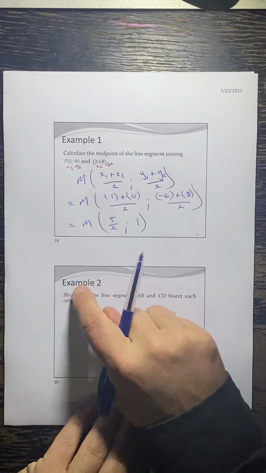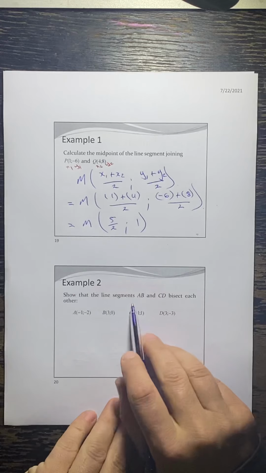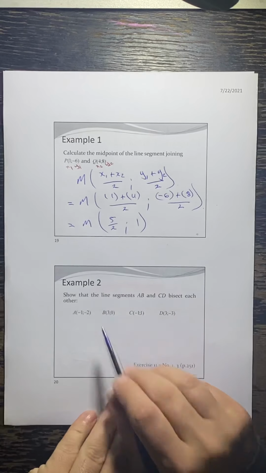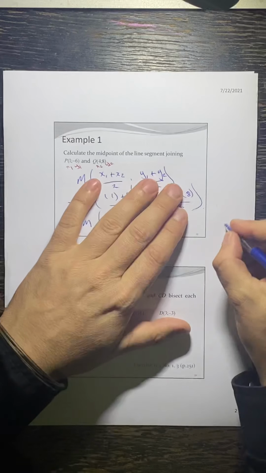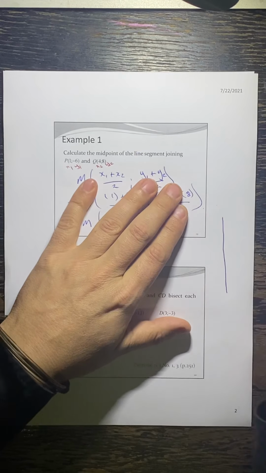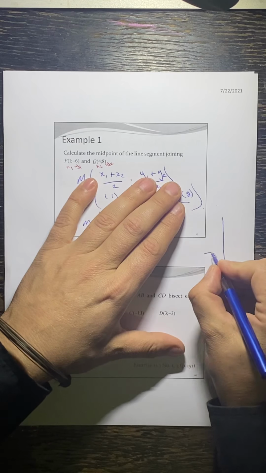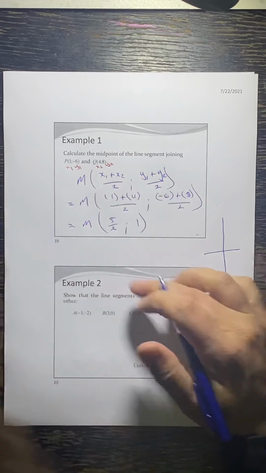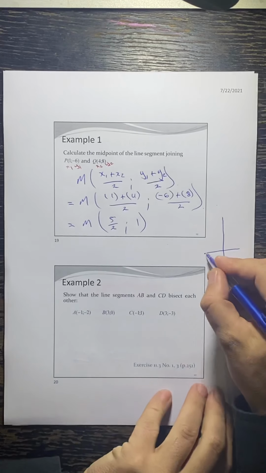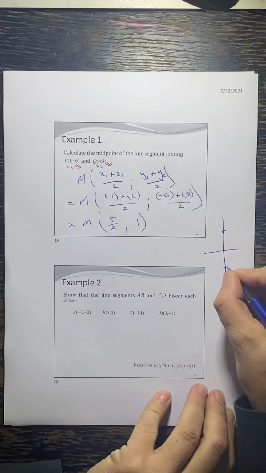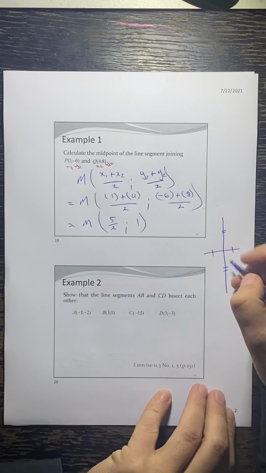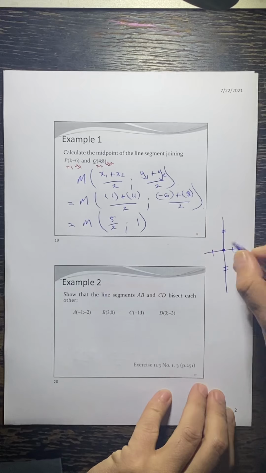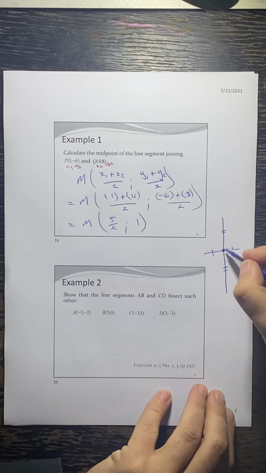Okay. Example 2, show that the line segments AB and CD bisect each other. Now guys, just to draw a picture of this and show you what it looks like, it doesn't make a difference how long a line segment is. Okay, so we can have a long one like that, and then we can have a relatively short one. What they mean by bisect is that the shorter one will cut the longer one in equal parts, and the longer one will cut the shorter one in equal parts. But you can see that this will be the same for both of them. In other words, it will be the same midpoint.